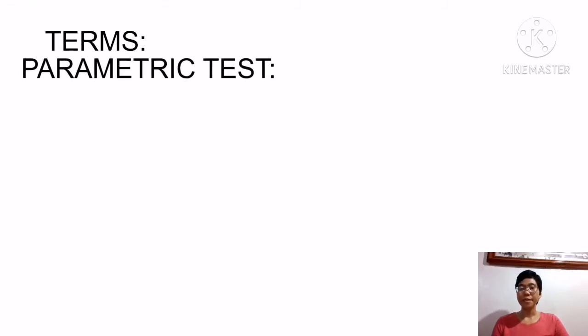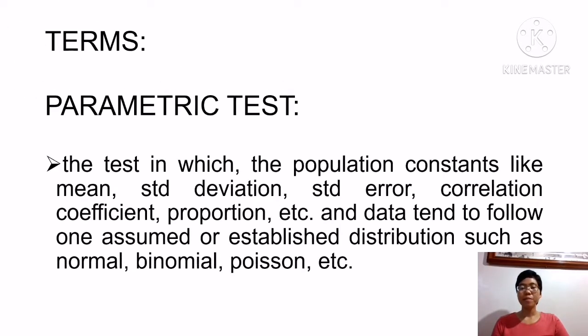We have mentioned that the chi-square test is a non-parametric test. There are other terms that we need to discuss, including its counterpart, the parametric test. The parametric test is a test in which the population constants like the mean, standard deviation, standard error, correlation coefficient, proportion, etc., and data tend to follow an assumed or established distribution such as normal, binomial, Poisson, etc.